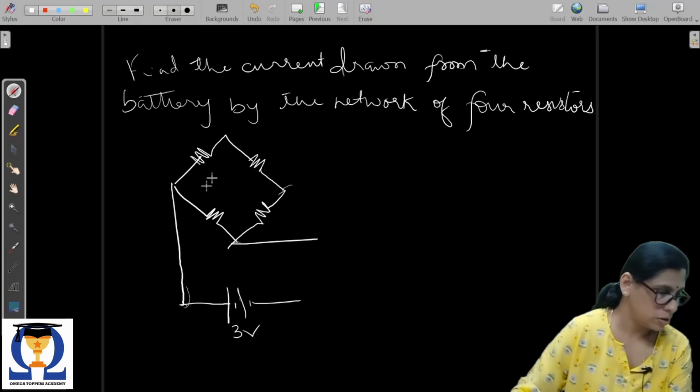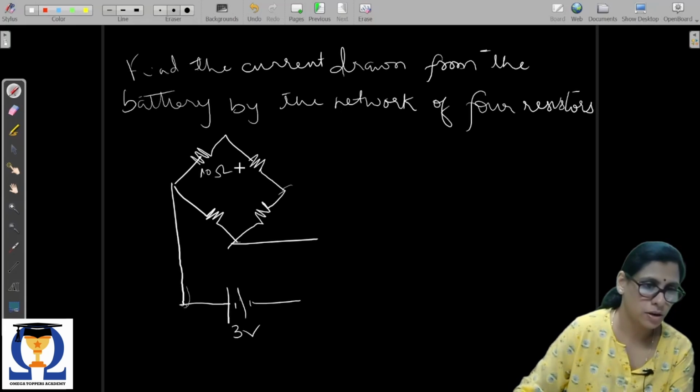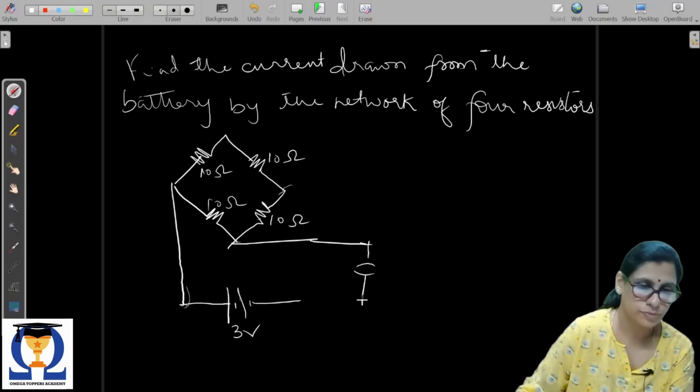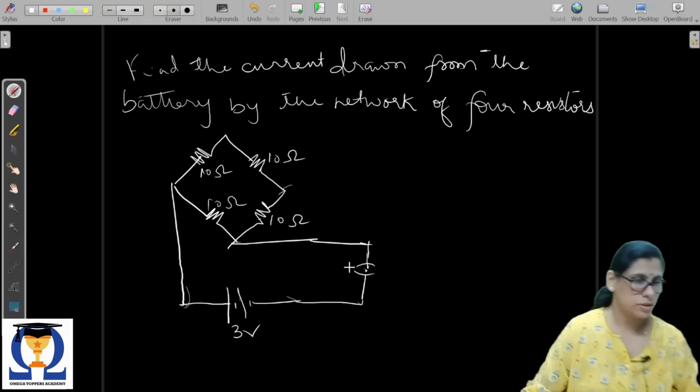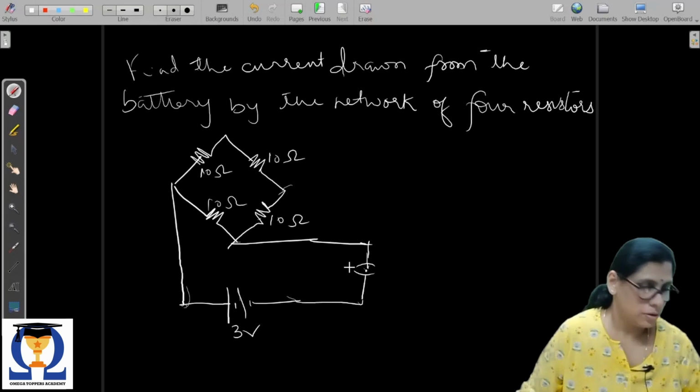Volt source, and all these resistors are 10 ohms. And this is the switch. So this is the given network.